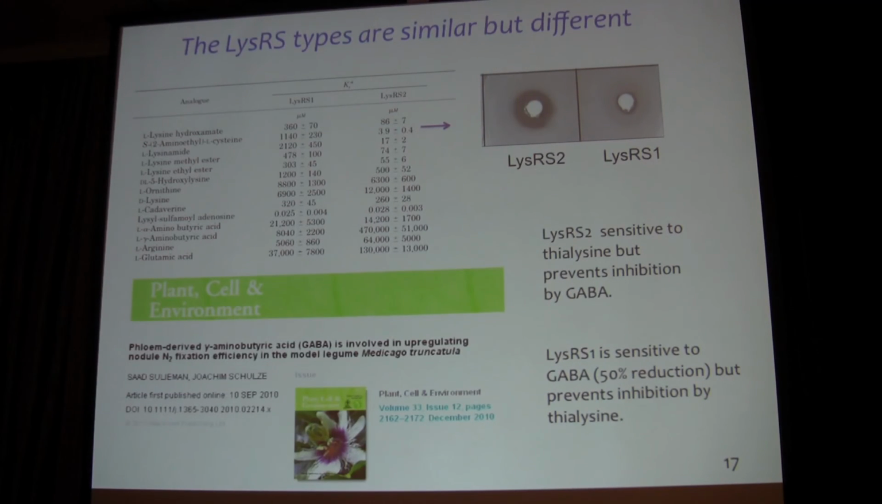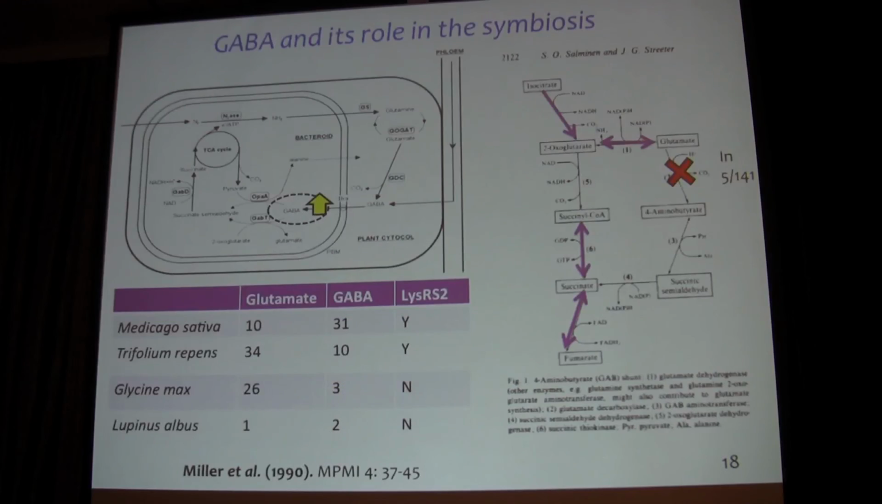And this is very interesting because there's been a report which suggests that, certainly for Medicago truncatula, GABA is very important in upregulating the amount of nitrogen that's fixed. Which comes finally to the role of GABA in the whole system in regulating nitrogen fixation. It's now been postulated that GABA is a very important compound which is being used by the plant to sense the amount of nitrogen which is being fixed.